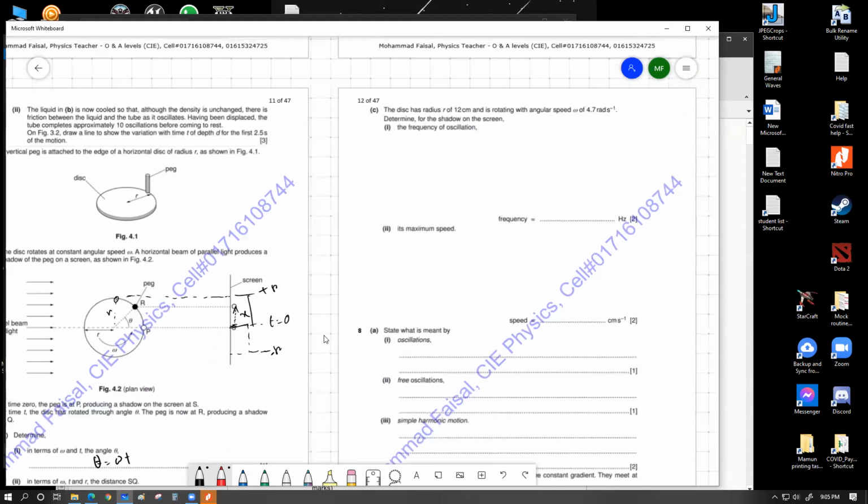The rest of the two questions are actually pretty simple. Question C says the disc has a radius r of 12 centimeters and is rotating with an angular speed omega of 4.7 radians per second. Determine, for the shadow on the screen, the frequency of oscillation. Frequency of oscillation is pretty simple. Omega is given by 2 pi f.